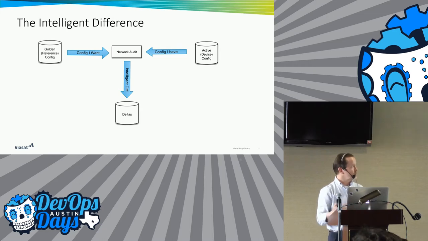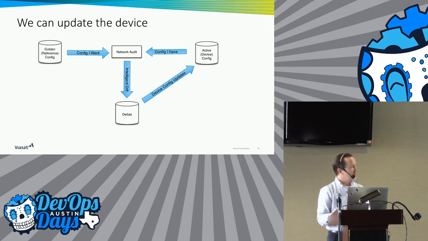Those two configs are compared, and we perform an intelligent diff so that we maintain the hierarchy of the commands that are used to construct that config. It generates what we call a deltas file. With that deltas file, we can do a couple of different things. If we find that those deltas are actual configuration items that we need our devices to have, then we can take that set of deltas in a maintenance window or at some convenient time and play it back to the network devices that need that update.